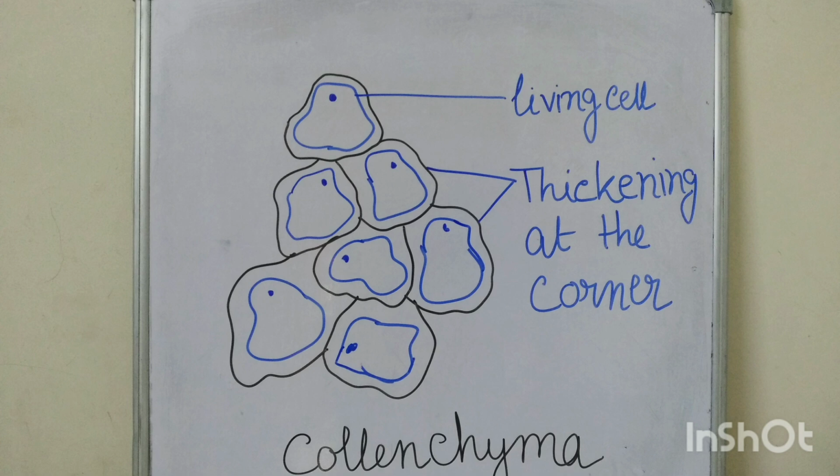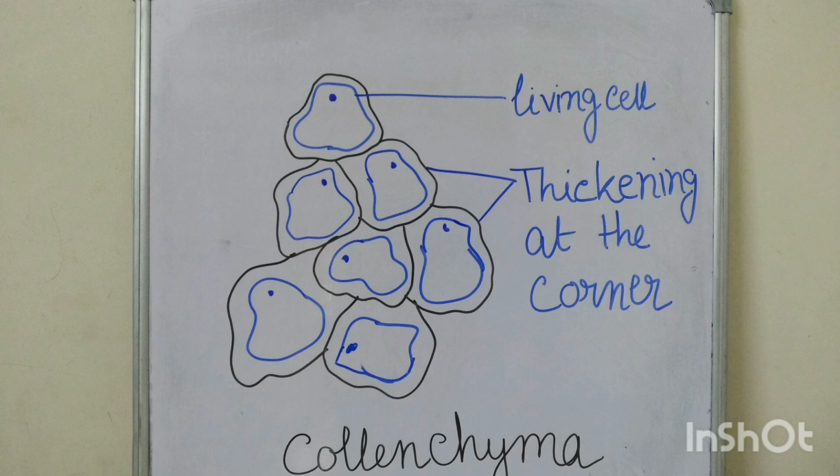Next, the collenchyma. It does not have a proper shape, and there is thickening at the corners, but the thickening is not the same size on all sides. And it is a living cell because it has a nucleus. You can tell the difference between parenchyma and collenchyma cells by looking at the picture.